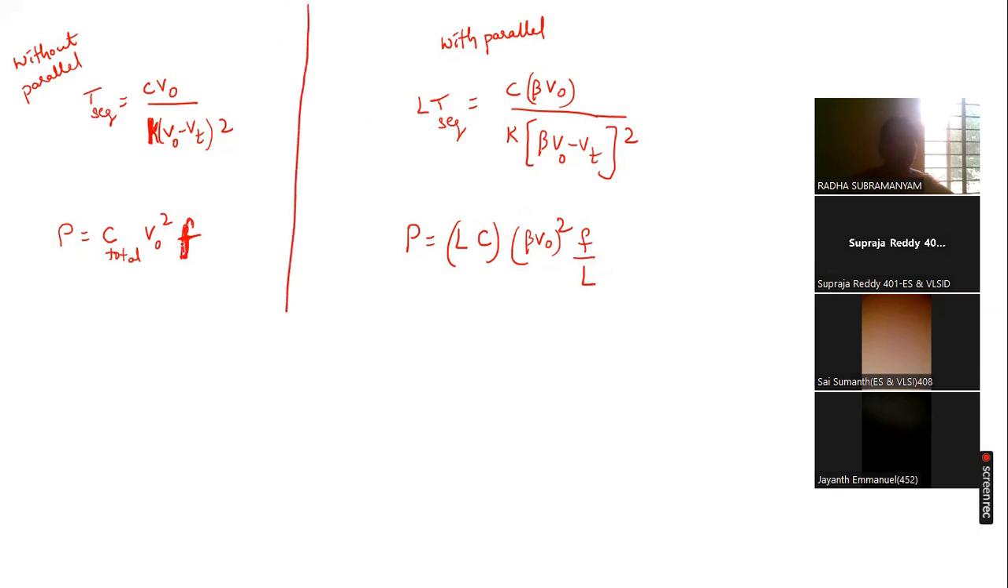Right side you can see, in parallel processing, in the first equation L will come on the left side, and V0 will become beta V0. In the second equation, capacitance charging, total charging, it is L times. V0 will become beta V0, and F will become F by L. So now we know the capacitance value, we will substitute one by one.